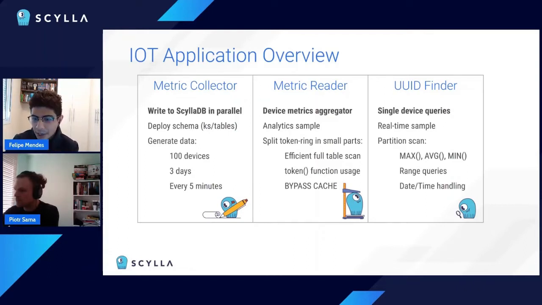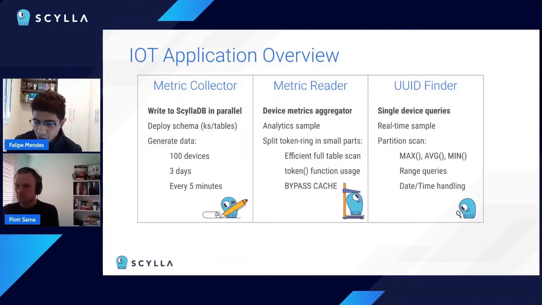Our sample application, or our sample code, is a simple application that simulates 100 IoT devices recording temperature samples against the database every 300 seconds, or 5 minutes for that matter. And we record those samples for a period of 3 days. It demonstrates an append-only time series type of use case.